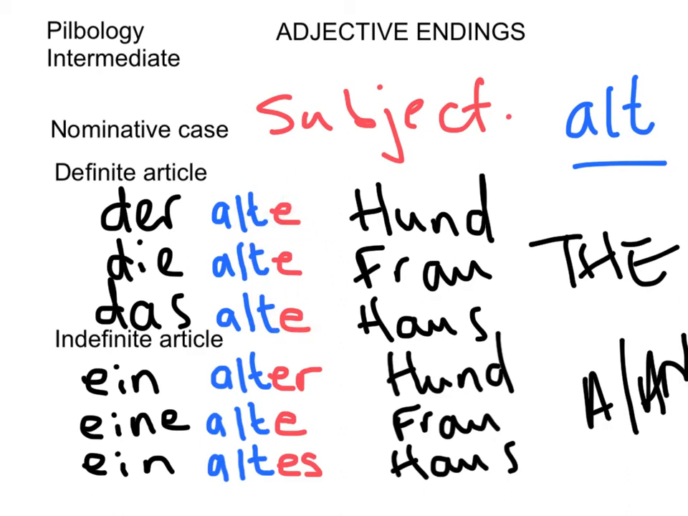These E endings follow the definite articles, der, die, and das. Where you just have the definite article, you only have these E endings, and they mean the followed by the adjective. With the indefinite article, you're being more specific, about an old dog, or an old woman, or an old house. That is when they change to reflect the gender. Okay?